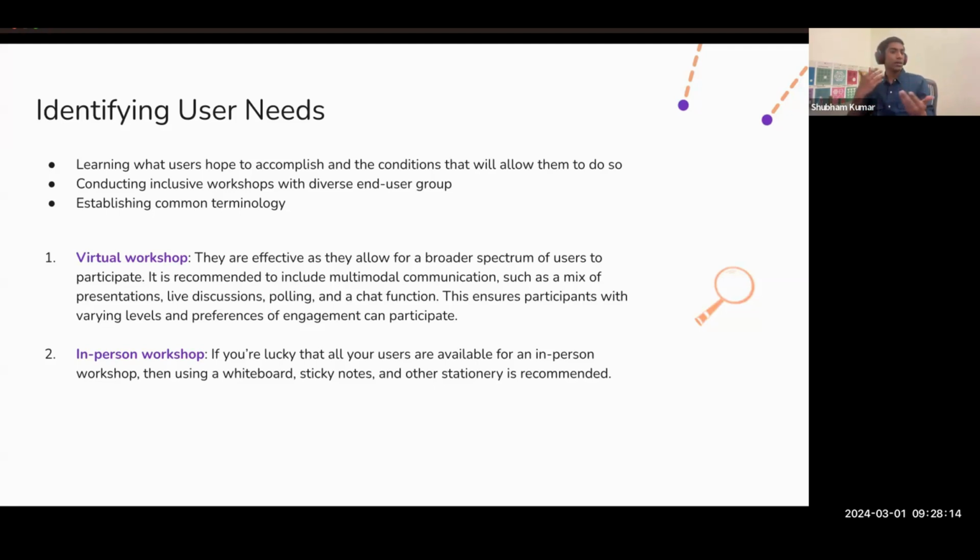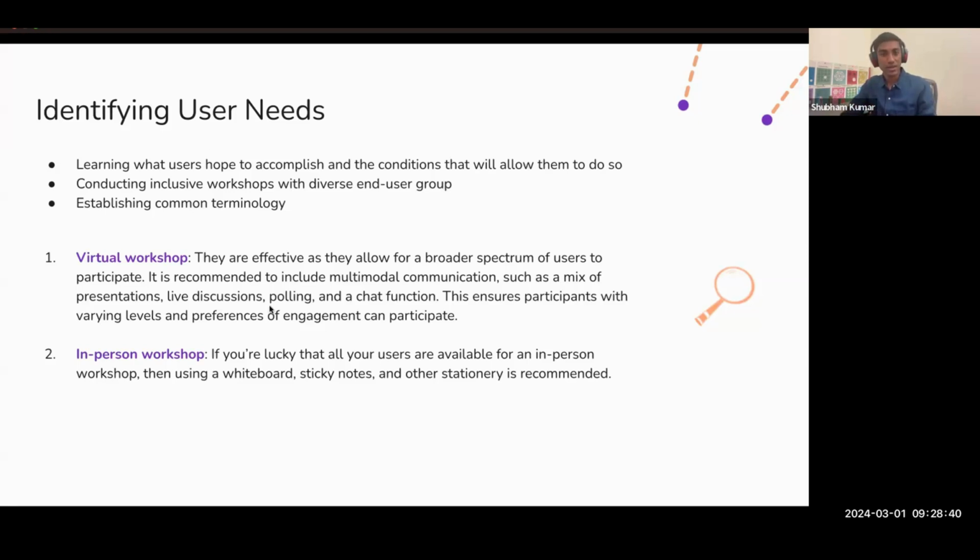And when you're conducting these workshops, the only thing you also want to note is establishing common terminology. Because you're working in a contextually niche environment, what could happen is your stakeholders sometimes may not understand what you're saying. So setting a common ground for terminology really helps as you go about these workshops.